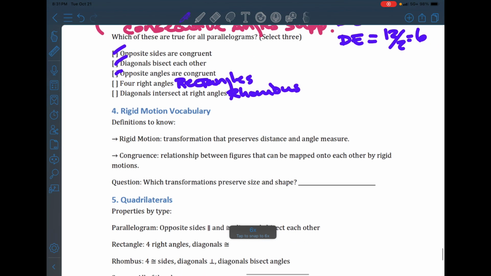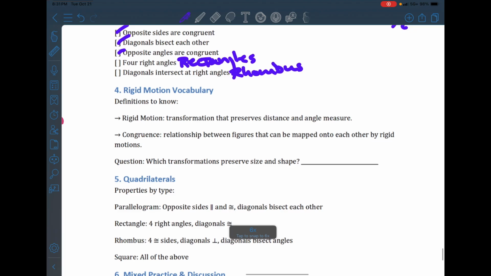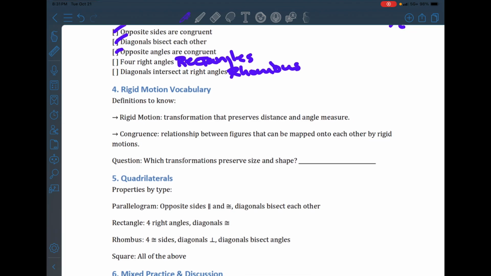Definitions to know: rigid motion, a transformation that preserves distance and angles. We'll keep going over these, so that's how important it is for you to remember them. Congruence is a relationship between figures that can be mapped onto each other by rigid motions, which are transformations that preserve size and shape. We've said it before: rotation, reflection, translation.